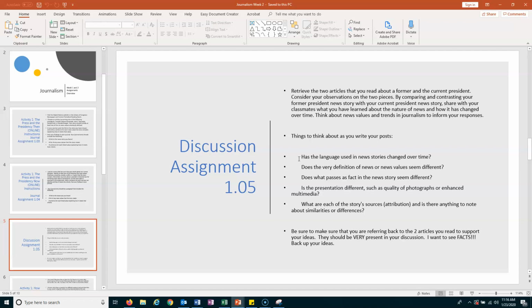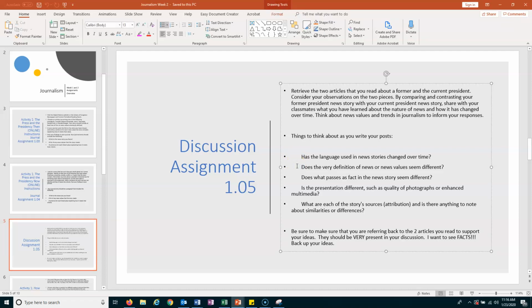President Trump is obviously current, so those articles are definitely going to be written differently. They're not going to be written the same way. One of the things you're going to notice is that language has probably changed. So has the language changed over time, right? Has it changed? Yes or no?